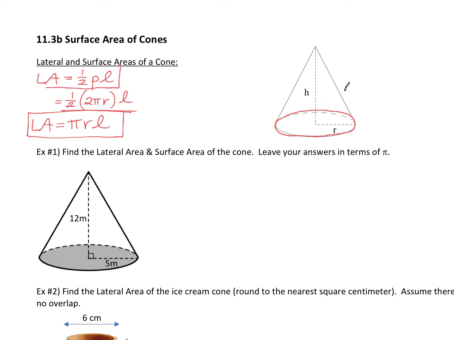If you don't want to do that, then just do 1/2 PL. That's fine. But if you like pi RL for the lateral area of the cone, that will always work because it's 1/2 times 2 pi r times L. Surface area is going to be your lateral area plus B again. You only have one base. It's a circle base. So here's your shortcut version, pi RL plus pi r squared. That's essentially you finding surface area.